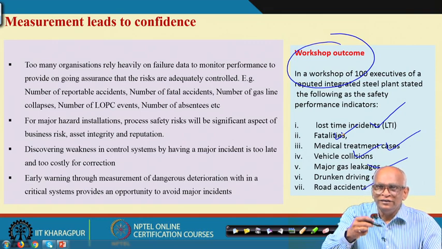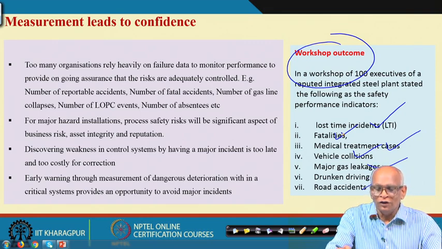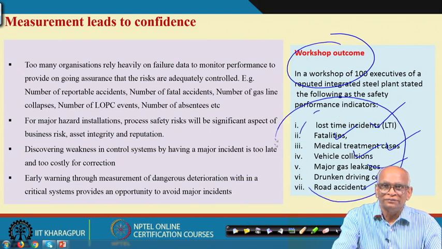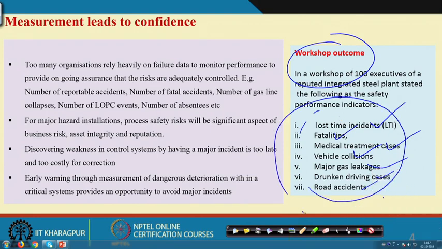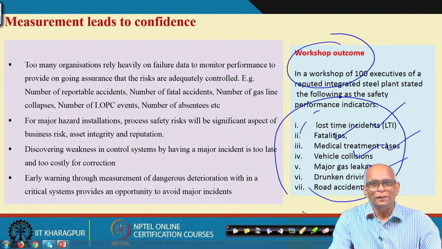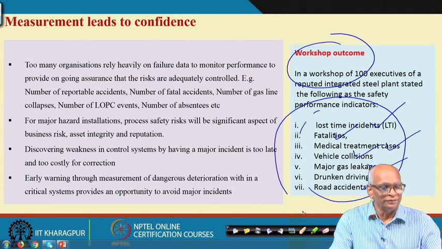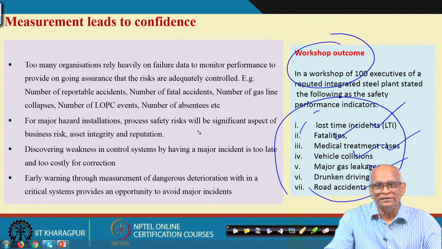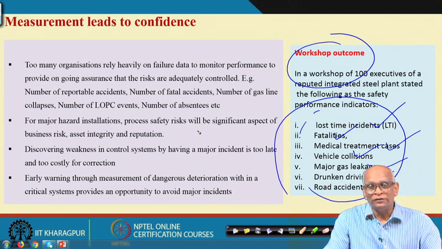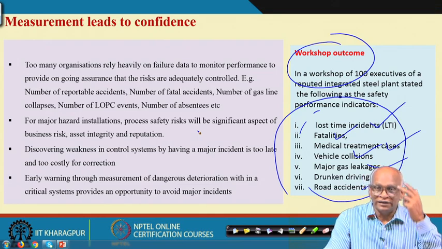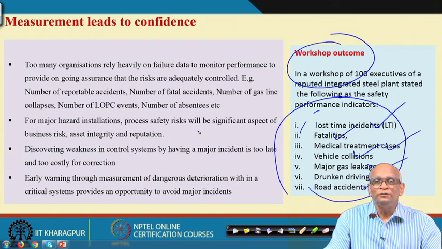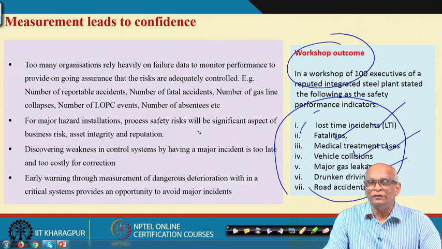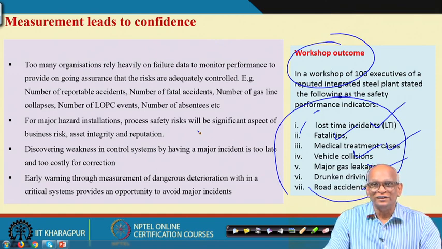Organizations across the world, normal organizations, measure these things, but measuring these things will not give you any improvement in the safety management system. For major hazard installations, process safety risk will be a significant aspect of business risk. In one organization, a major process incident happened after 100 years. Meanwhile, these people were thinking the processes were very, very good. Actually, they were not very good.